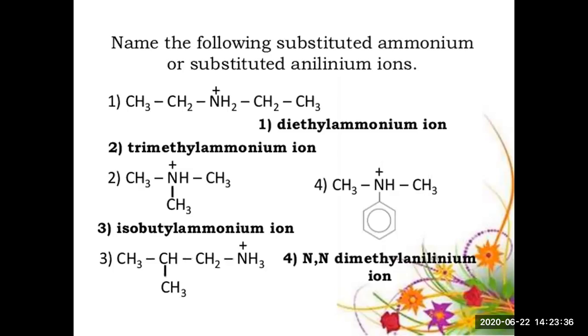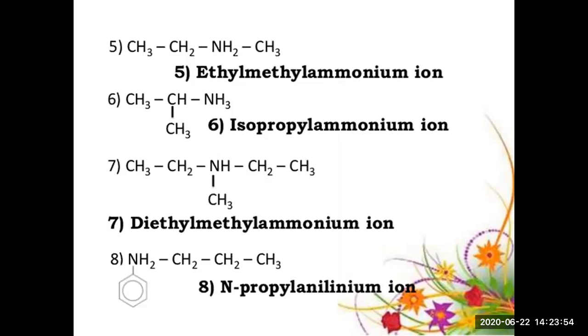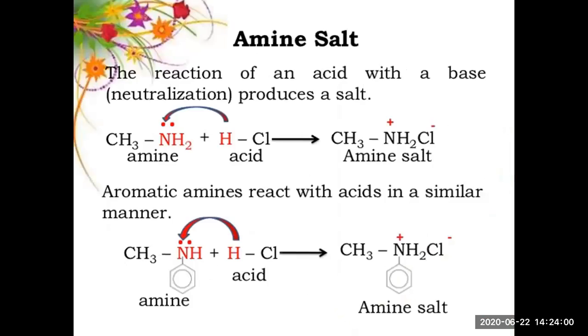Name the following substituted ammonium ions. The names of the following substituted amines are substituted ammonium ions: diethylammonium ion, trimethylammonium ion. The same thing: ium is added at the end of the names. Once again, these are examples which are also written in your books, and they may be different from those.